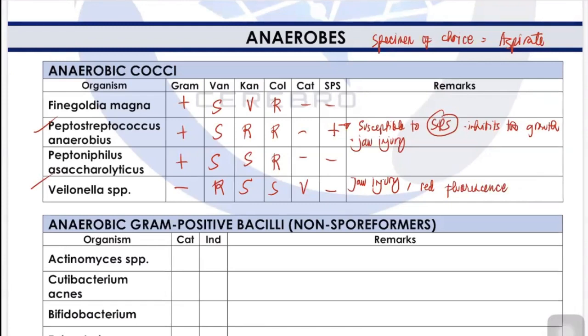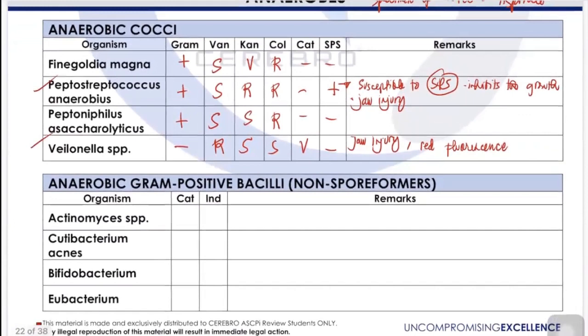Now let us proceed to anaerobic gram positive bacilli non-spore formers, because for the spore former, isa lang naman, you have your Clostridium species, and I think we already have discussed about them. So, differentiate natin sila. All of them are catalase negative except for Cutibacterium acnes. And all of them also are indole negative except for Cutibacterium acnes. So, let us start with Actinomyces species.